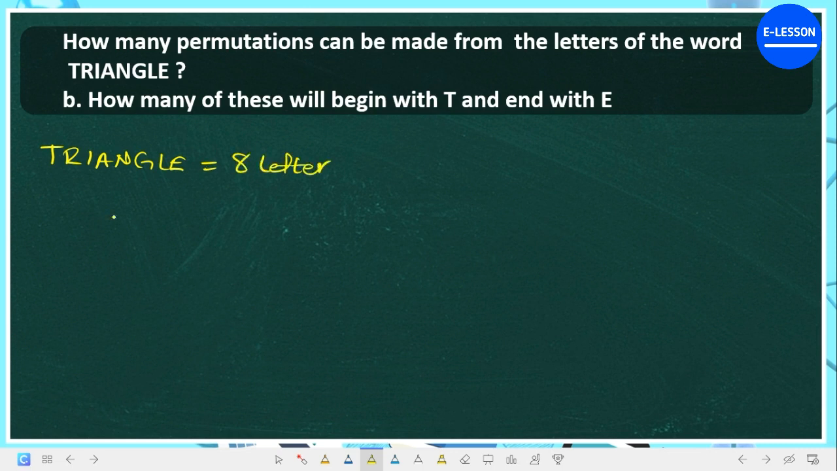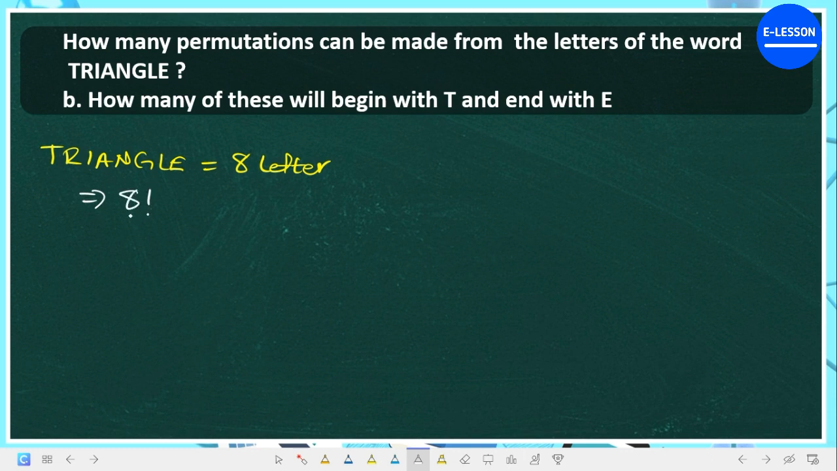Now we are going to count the number of repetitions here. How many letters are repeated more than once? We are going to look: is there any letter repeated more than once? There is none. So in this case, the number of permutations will be 8 factorial.